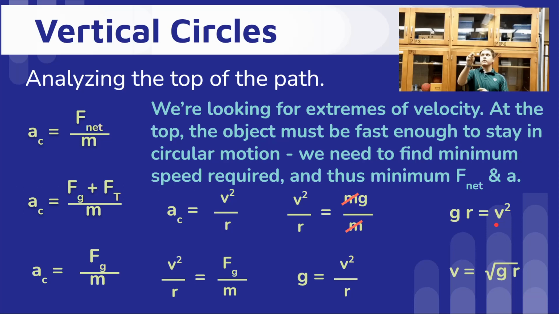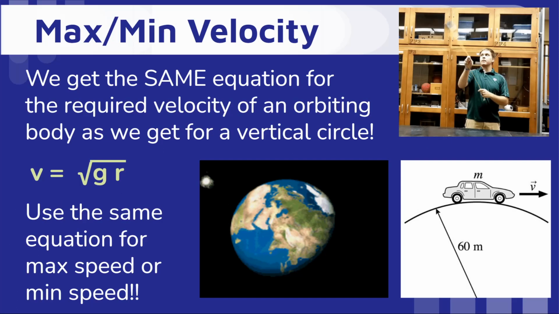Again, that should look familiar. That's the same equation we derived just a second ago for the velocity required to keep an orbiting body in circular motion. Same equation here. Doesn't matter if it's an orbiting body or something being swung around on a string or a car trying to maintain contact with the road. We're going to get the same equation in all of those instances. This is the formula you're going to use. V equals the square root of g times r. And you're going to use it for all of those scenarios.